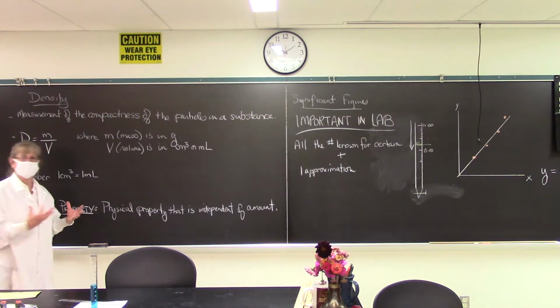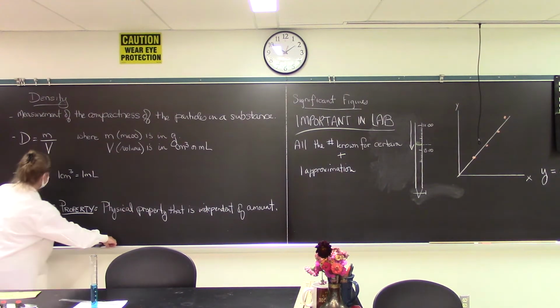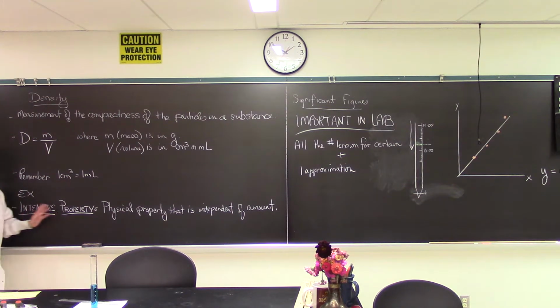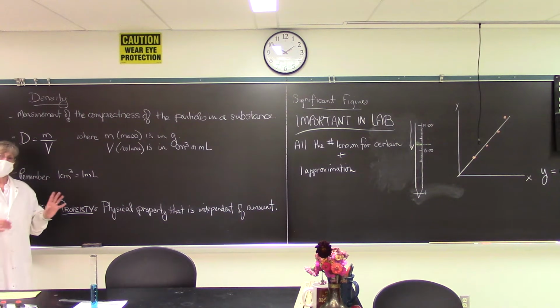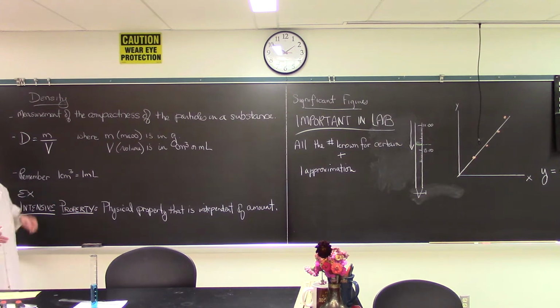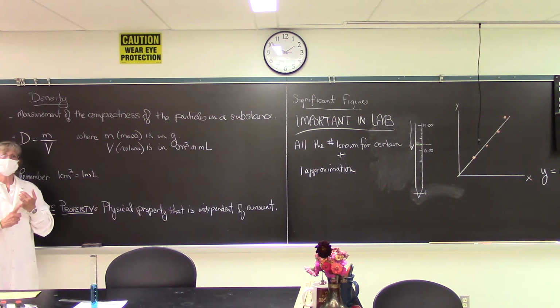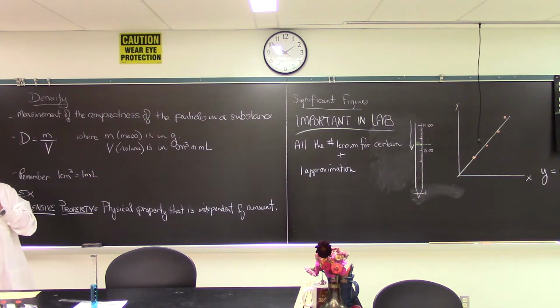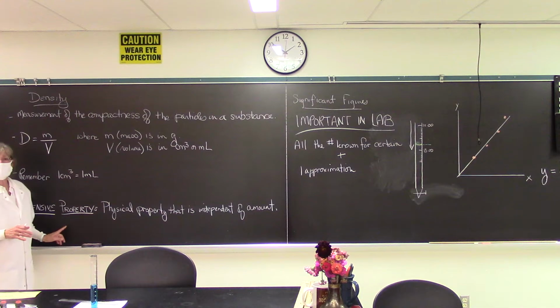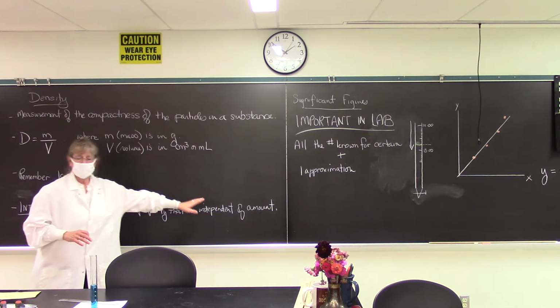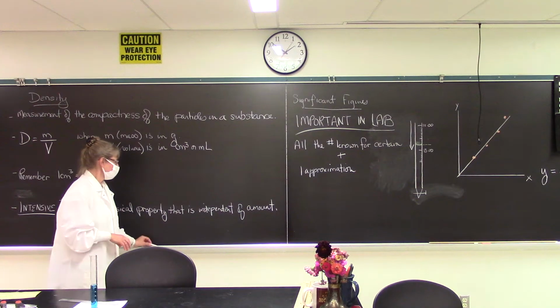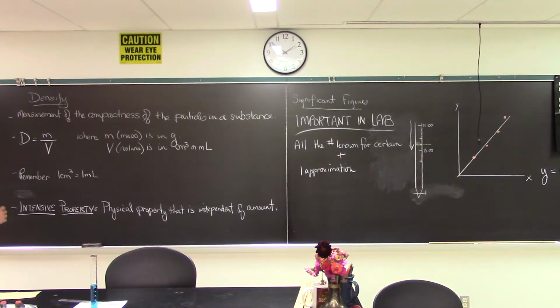And extensive, so it begins with EX, tensive, does depend on the amount of a substance that you have. So mass is an extensive property. Length is an extensive property. But density, boiling point, melting point, I listed a whole bunch of these in your lecture that are intensive properties. They are independent of the amount of material you have. Okay, so that's what we're going to be studying today.